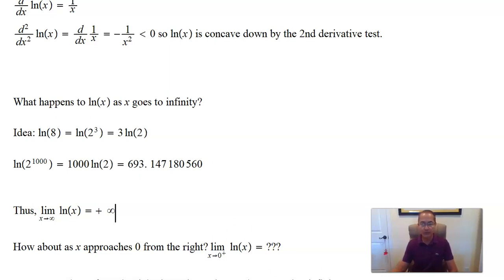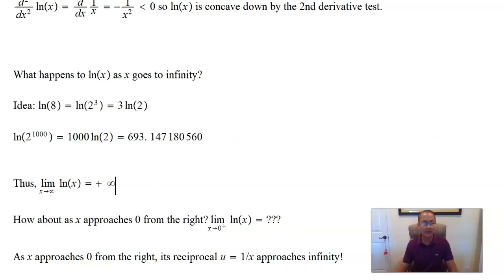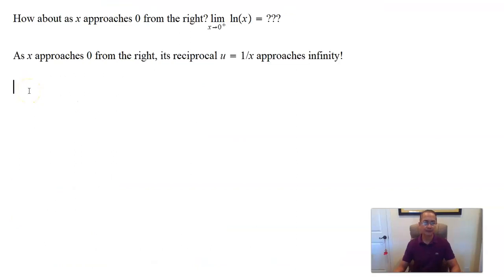In order to do that, we are going to do a little trick. As x approaches 0 from the right, its reciprocal 1 over x approaches infinity. So we're going to do a little substitution trick. All right, here we go. We're going to let u be 1 over x. That's our substitution over here. So if you want x, it's simply the reciprocal, 1 over u. They are reciprocals of each other.